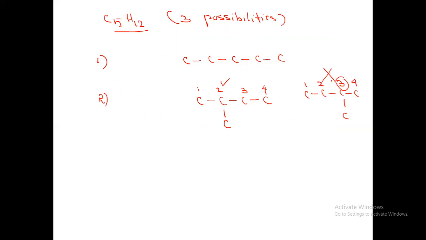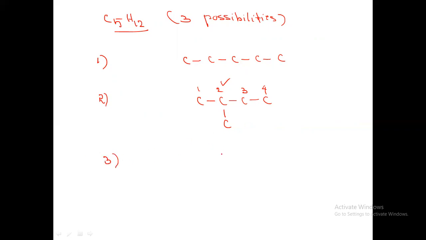Anyway, you're not studying naming, but still remember the rule: you should try the numbering from either side. If I number from this side, 1, 2, 3, 4, the branch is still in the second position from the other side, right? So both are the same. It's not a new structure, it's the same thing. So with 4 carbons, you have only 1 possibility, with a branch in the second position. I hope it's clear. Now that's the second possibility.